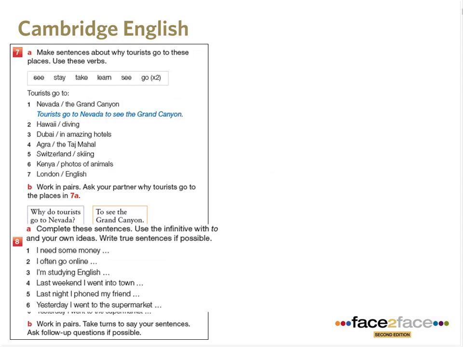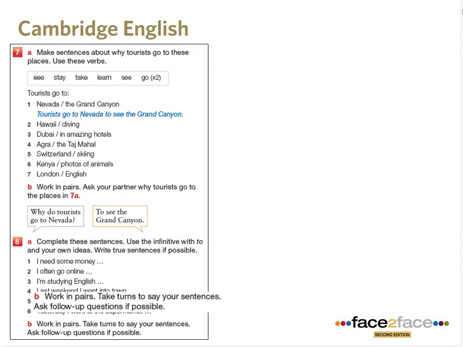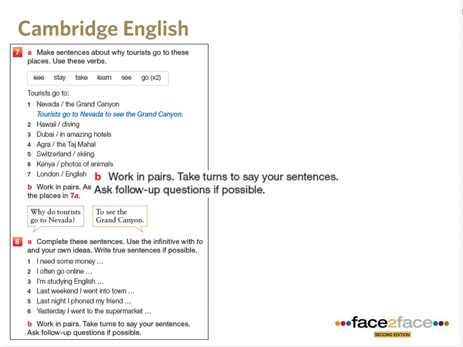Then we ask students to complete the sentence stems using the infinitive of to and their own ideas. I need some money to buy a new car. I often go online to check my email, etc. Then they work in pairs, take turns to say their sentences, and ask follow-up questions. And we use follow-up questions a lot to help students continue the conversation.